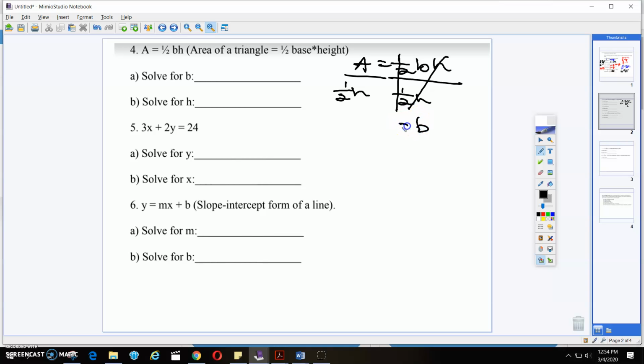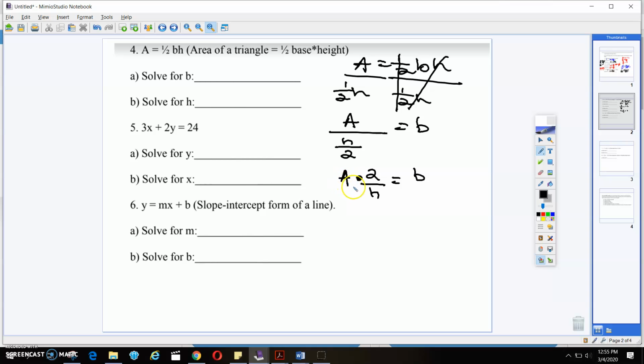So b is going to equal a divided by, and we can write this as h divided by 2. The reason why we can write this as h divided by 2 is because 1 times h gives us h, and 2 times 1 gives us 2. I want to get rid of this fraction in the denominator. So back in like 6th grade, your teacher taught you keep, change, flip. Yeah? So we kept a, we changed the sign to multiplication instead of division, and then we're going to flip the fraction. So that's going to be 2 over h.